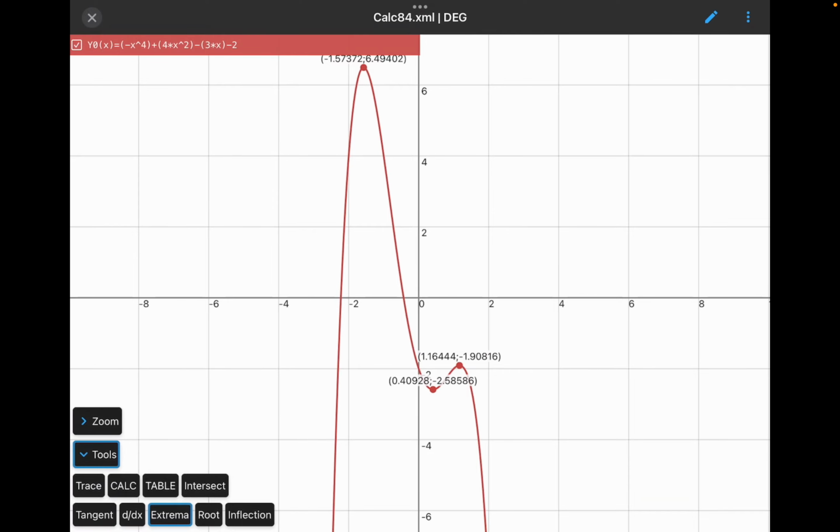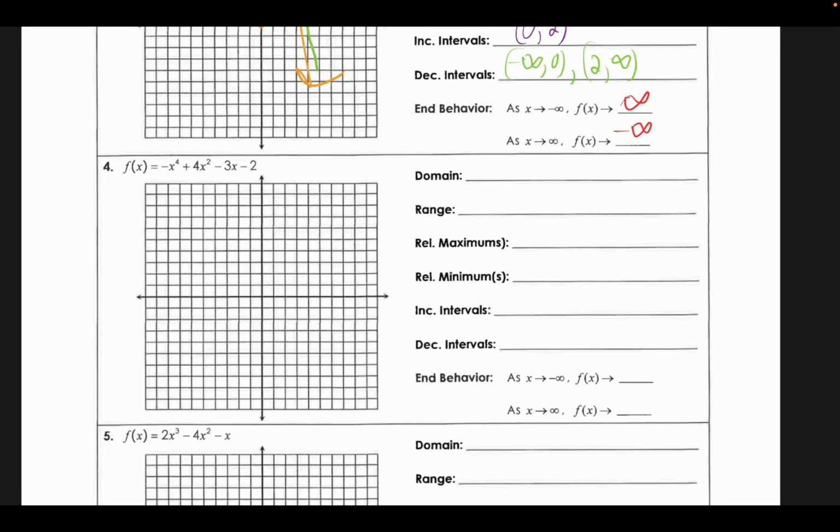So I'll go ahead and jot that down again, rounding to the nearest hundredth, 2 decimal places. So relative maximums are at negative 1.57, comma 6.50. Let me rewrite that, 6.50. As well as 1.16, comma negative 1.91. And the relative minimum is at 0.41, comma negative 2.59.